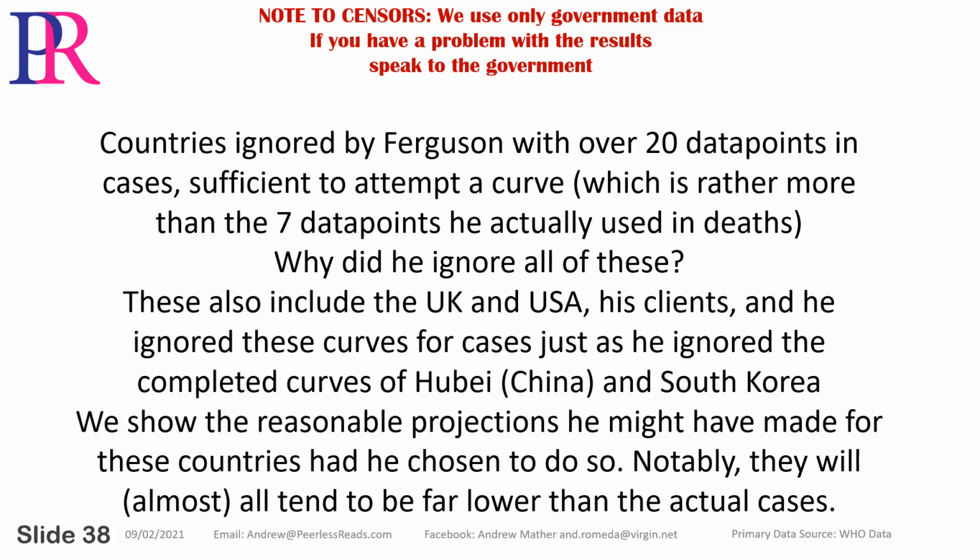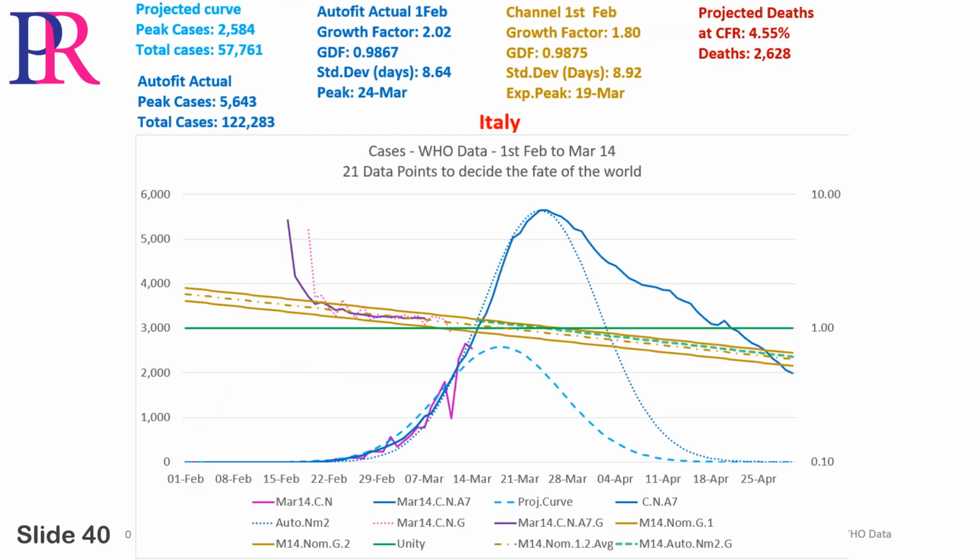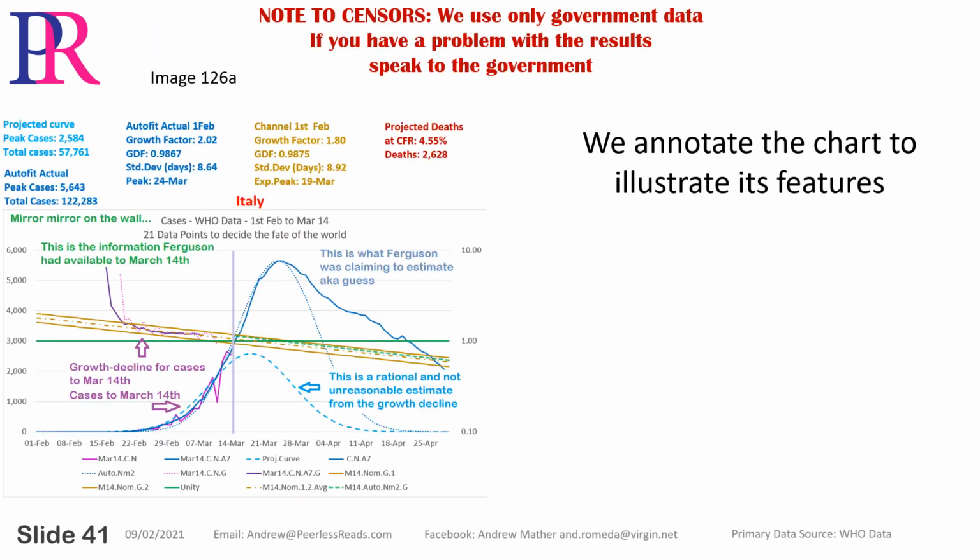Notably, they will almost all tend to be far lower than the actual cases. As the most developed Western nation in COVID, with an excellent consistent growth decline, Professor Ferguson could have got an estimate of 50% or so of the actual height, maybe closer, with 2628 deaths at Hubei CFR, far better than exaggerating nearly 150 times. That's Italy. We annotate the chart to illustrate its features.